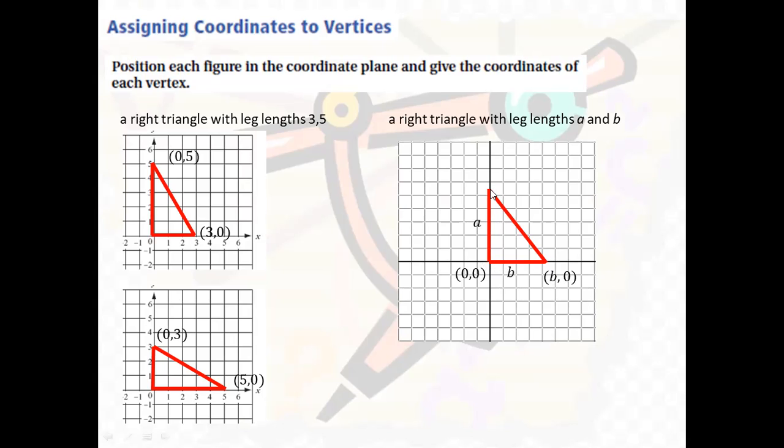This vertex here is going to be 0 and A. Why is it 0 and A? The value of x is 0 because it's not on the x-axis, it's at the origin. And this y, whose value we don't know, rather we name the leg as A, it's going to be 0 and A. This is how you need to position each figure in the coordinate plane if the values are not given.